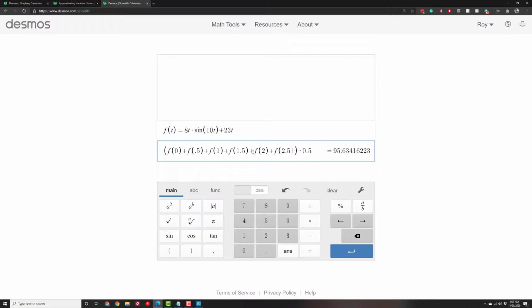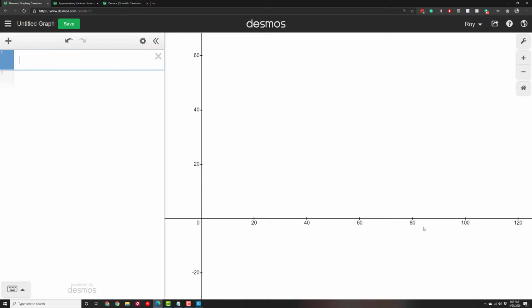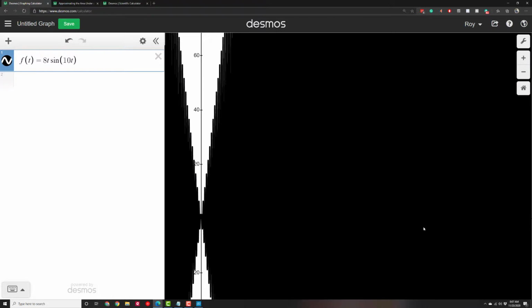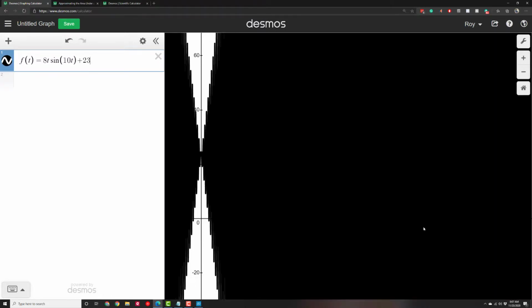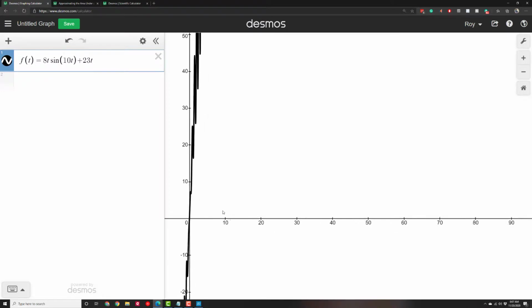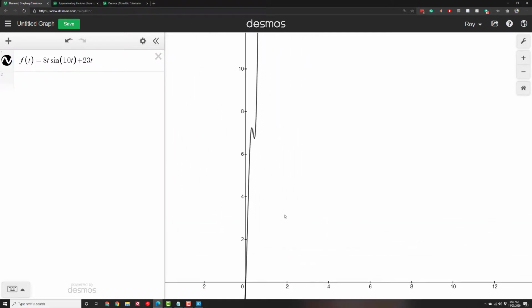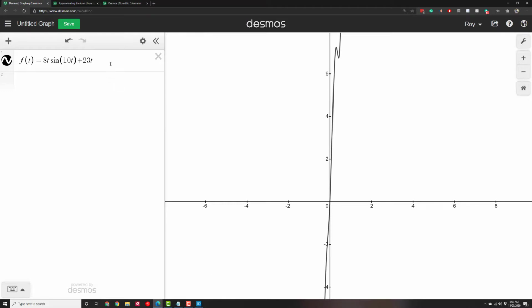But another way you could do this is the way I taught you in the previous video, which is by using Desmos' graphing feature. And in this case, again, I'll just say f of t is equal to 8t sine of 10t plus 23t. I must be super zoomed out or something like that. A very good looking graph, right?